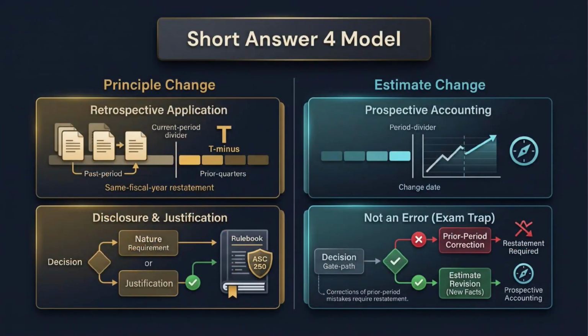For a principal change, the model answer expects retrospective treatment when required, including restatement of previously issued interim periods of the same fiscal year and relevant disclosure. The change must be justified under ASC 250. For an estimate change, the effect is recognized in the period of change and prospectively. Prior periods are not restated unless the original estimate was actually an error. The key trap is treating every revised estimate as an error correction.